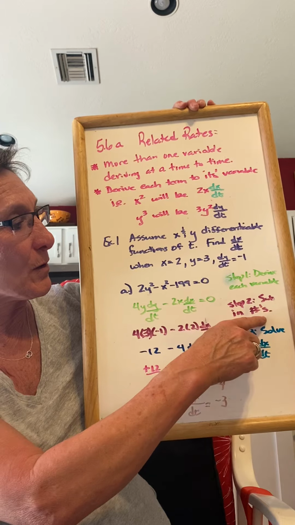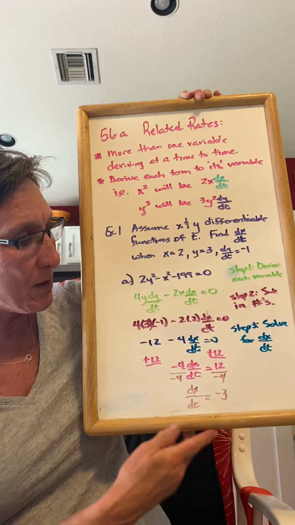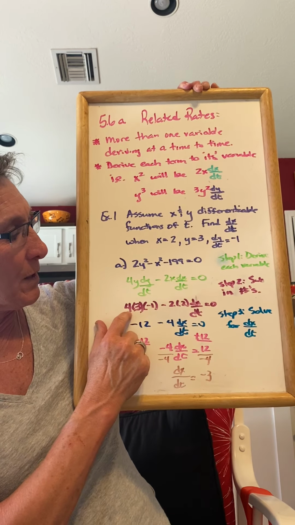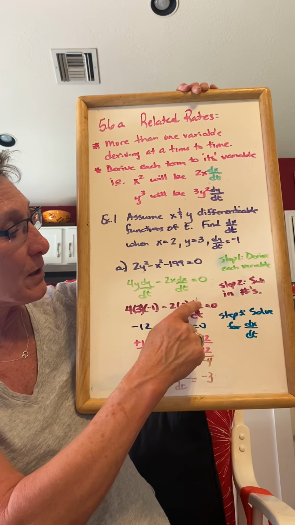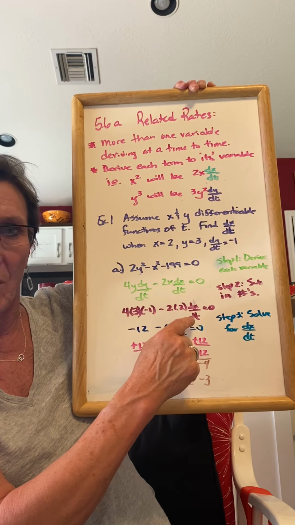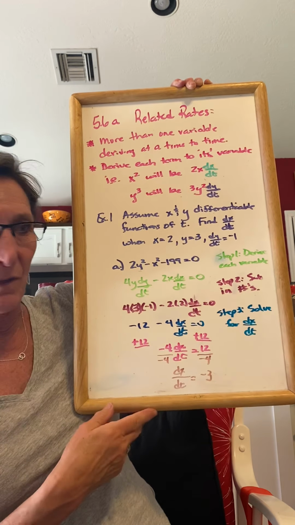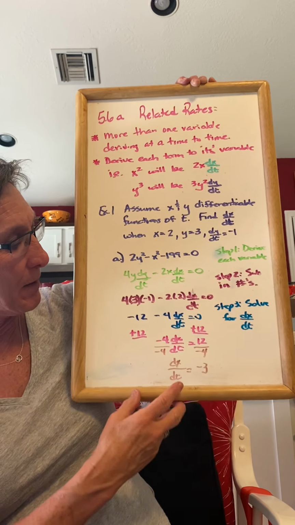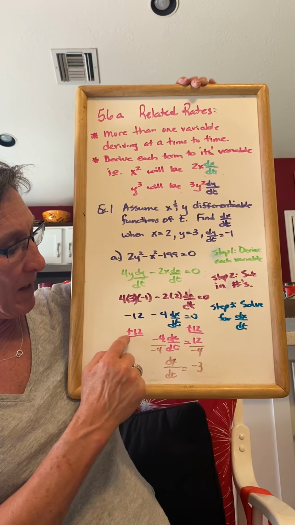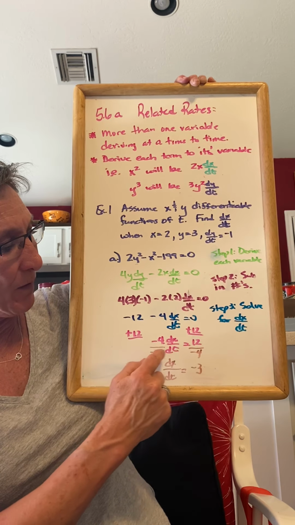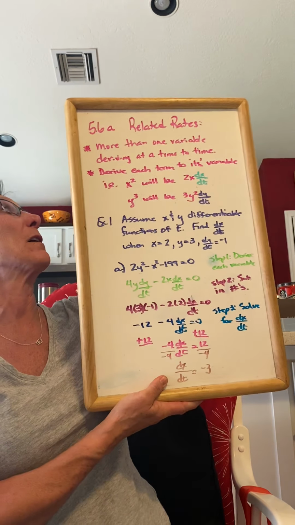Step 2, substitute the numbers in. So remember these numbers that I gave you in the beginning? Those you're going to substitute in. So I have 4 times 3 times -1 minus 2 times 2 dx dt, because we didn't know that one, equals 0. Then we're just going to do math. Solve for dx dt. This makes -12 minus 4 dx dt. I'm going to add 12 to both sides, and I'm going to divide by -4, and I'm going to get dx dt equals -3.